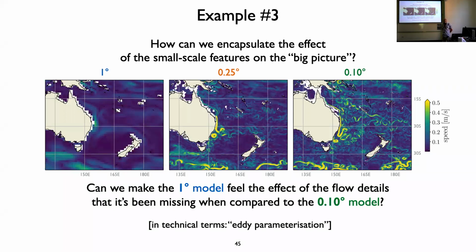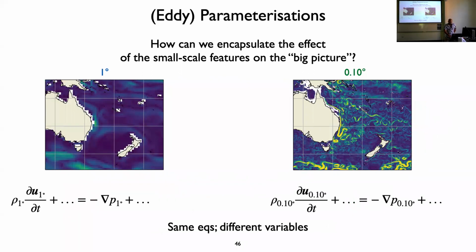So can we make the 1 degree model feel the effect of the flow features that it's missing without having to simulate them? In technical terms, this is called a parameterization or an eddy parameterization. We were talking about eddies. So what is the idea underlying here? It's that both of these models, for the sake of argument, solve the same equations of motion, Navier-Stokes equations or whatnot. But because they're solving them at different resolutions, they produce different solutions. So these solutions here have the subscript 0.10 just to differentiate, and the solutions there have the subscript 1.